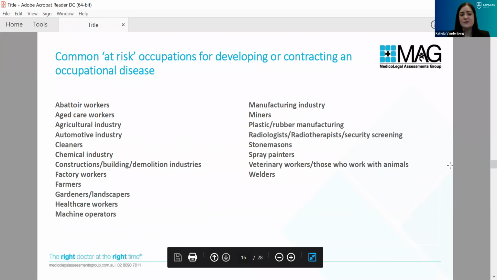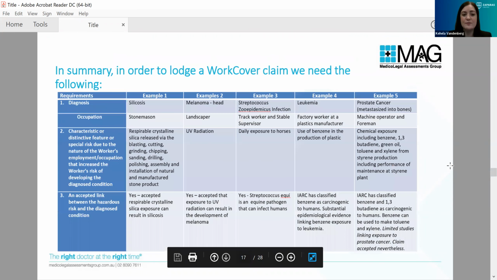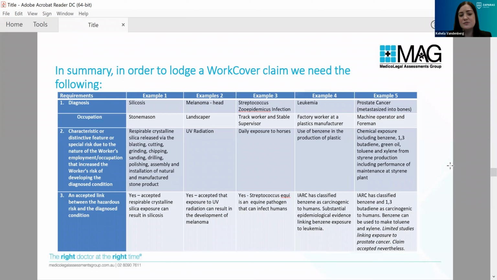So just to provide you some examples, I won't go through all of these, but I'll touch on a few of them. These are cases that we've had or come across, just to put into play how exactly this works. First of all, we need a diagnosis. We know what their occupation is, and then we have to think: what is some characteristic or distinctive feature or special risk of their particular occupational employment that may have increased their risk of developing that condition? And is there then an accepted link between that hazardous substance and their condition? If there's no accepted link, then they would probably fail in getting it accepted.